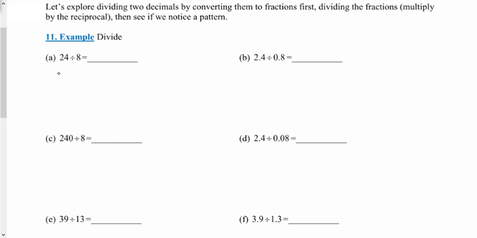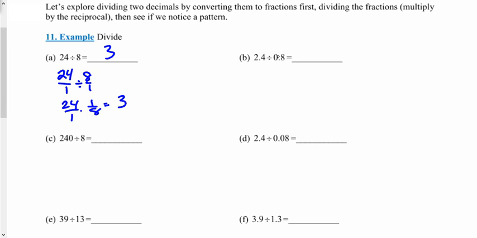Most people are pretty good at dividing whole numbers. You would think of this as 24 over 1 divided by 8 over 1. That's like saying 24 over 1 times 1 over 8. And of course, that's just 3. So those are some nice whole numbers.